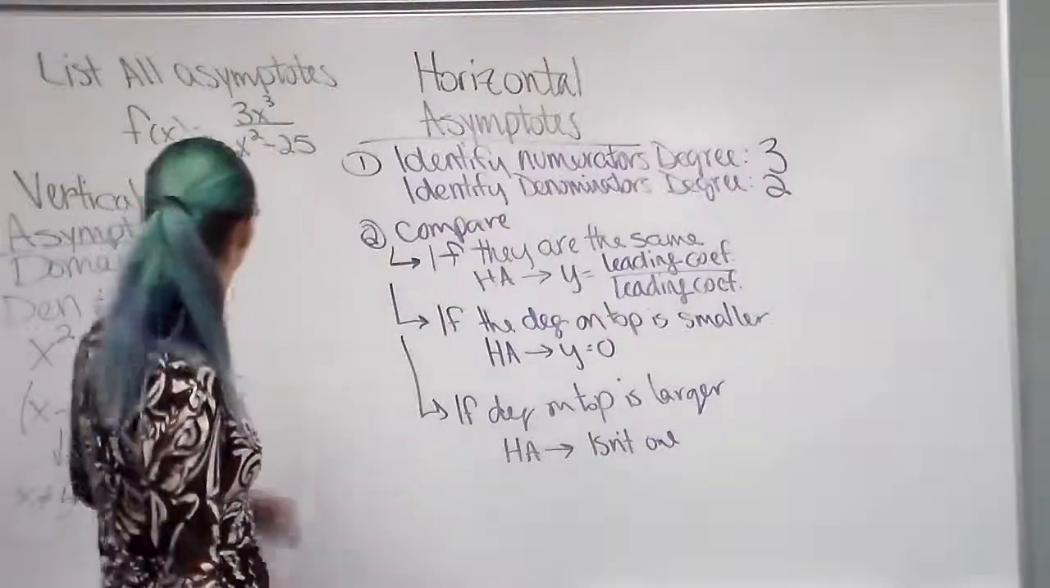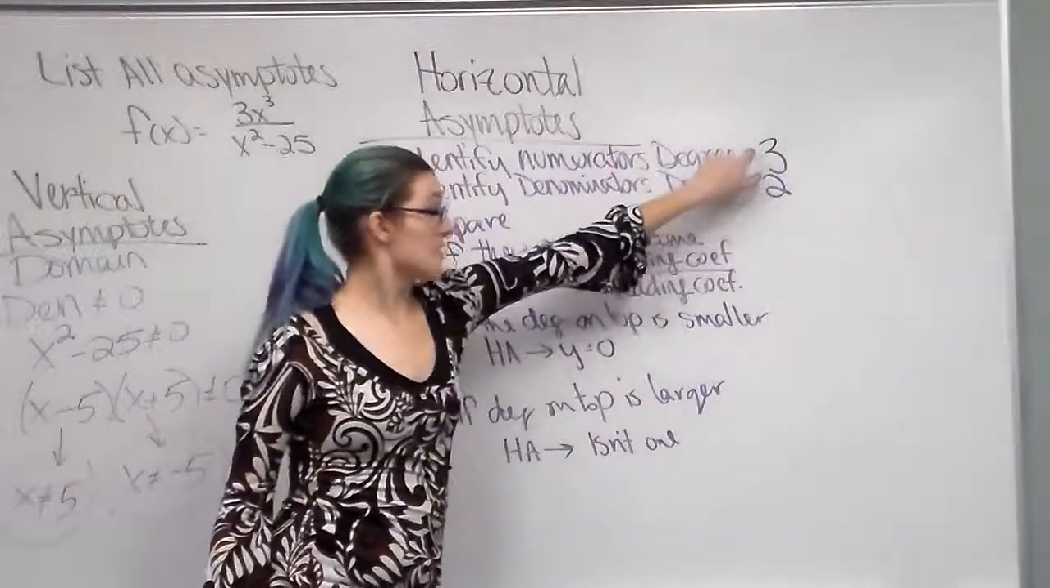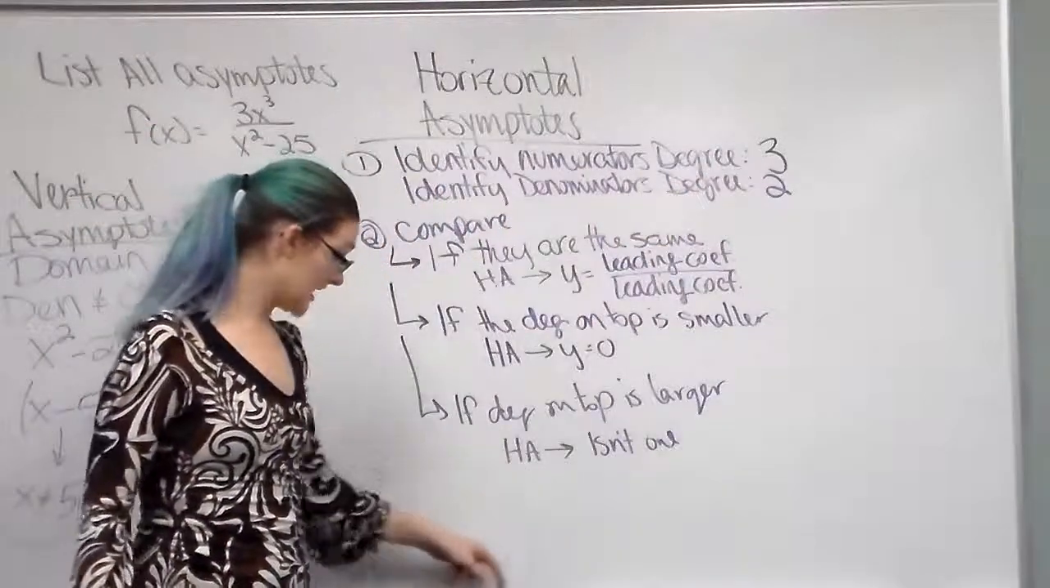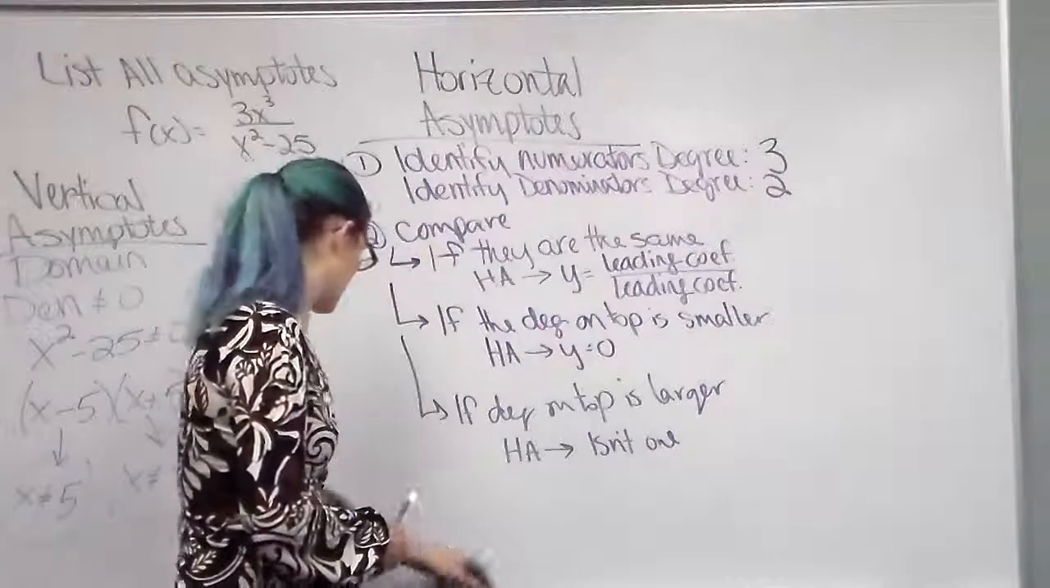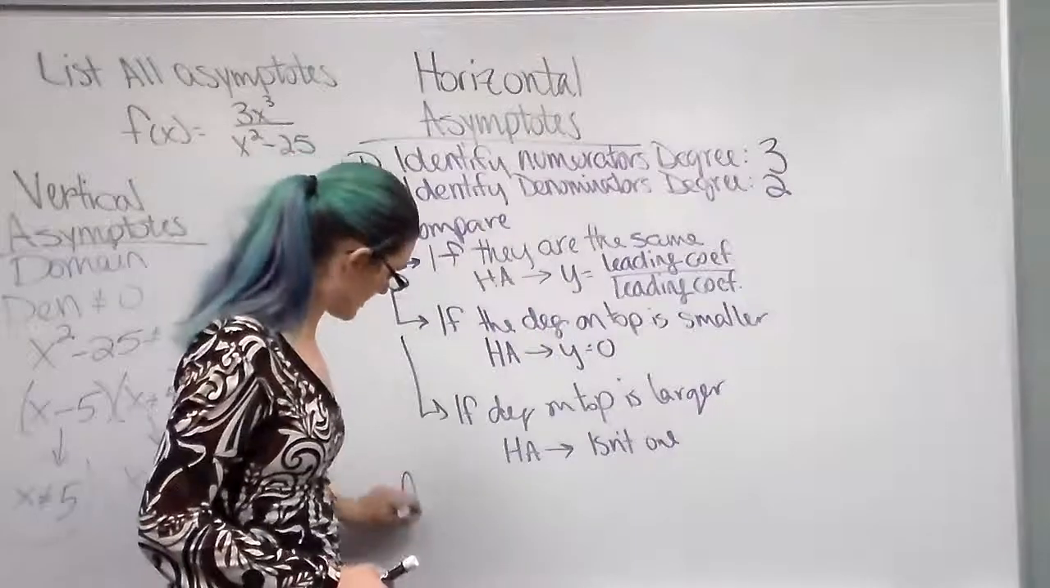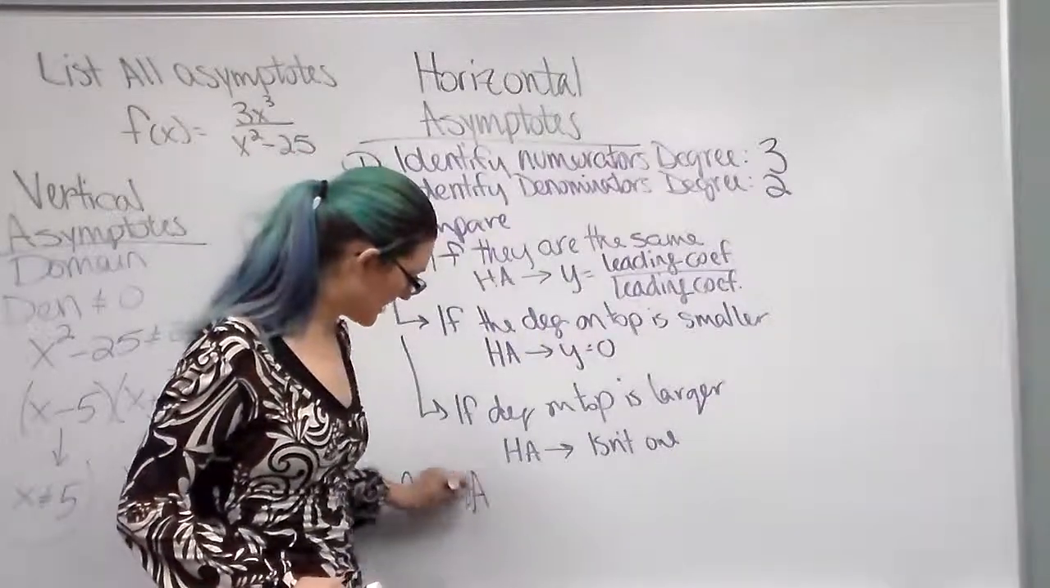Okay, so for this one, top is larger, so we can't let that happen. No horizontal asymptote.